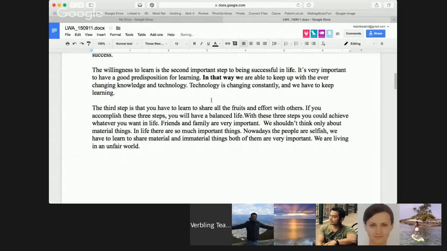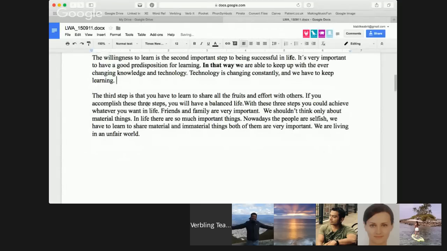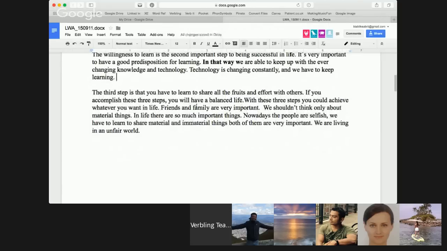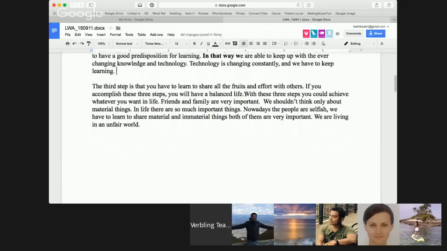I will carry on. In that way, we're able to keep up with the others. Okay. The third step is that you have to learn to share all the fruits and efforts with others. If you accomplish these 3 steps, you will have a balanced life. With these 3 steps, you could achieve. We shouldn't think of. Okay. In life, there are so many important things. Because things is countable. Okay.